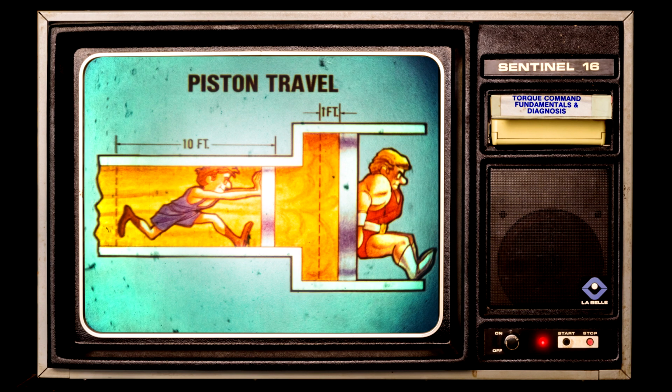Along with force multiplication, piston travel is considered in the design and stroke length of servo pistons in automatic transmissions. To transmit pressure throughout the hydraulic fluid, the small piston must move 10 times the distance to move the large piston 1 foot. In this case, the small piston must move 10 feet to displace an equal volume of fluid at the face of the larger piston.